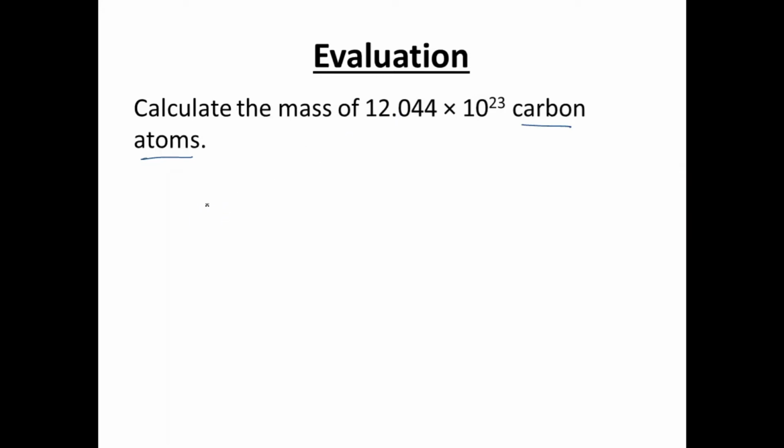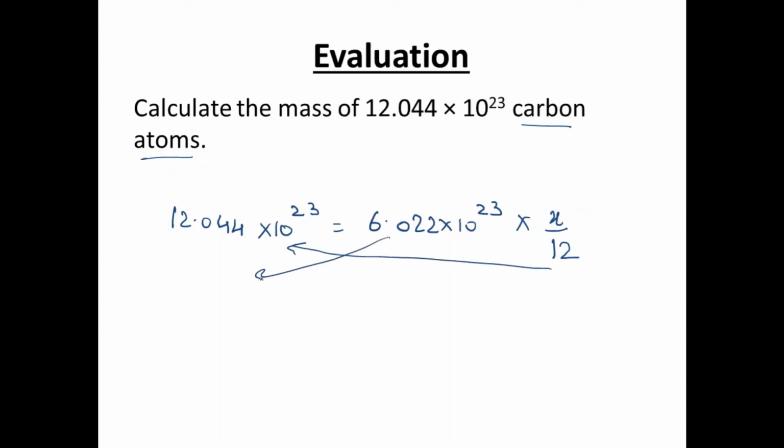In this particular question, again, we are given the number of particles, the number of atoms. Do not forget to write the formula first. Since I've already done so much with you, I'm not writing the formula and I'm directly doing it. So the number of atoms here is equal to Avogadro number times given mass, which we consider as X, divided by its atomic mass. Carbon atomic mass is 12. So again, we shall do cross multiplication as in our previous question.